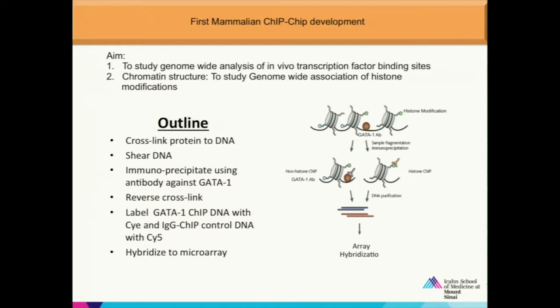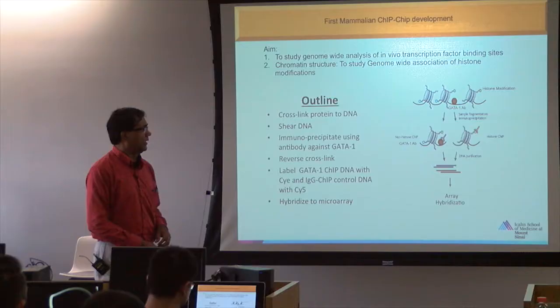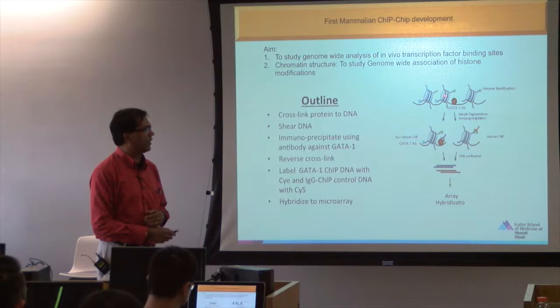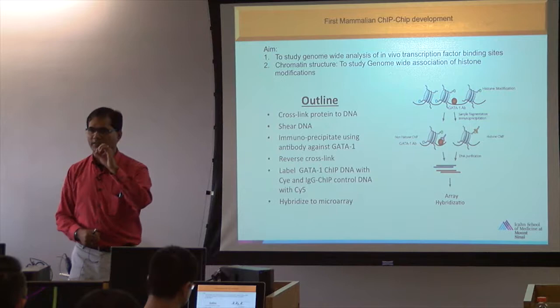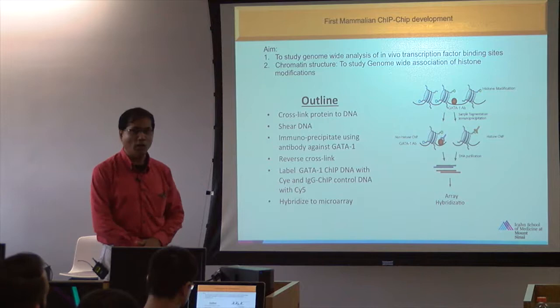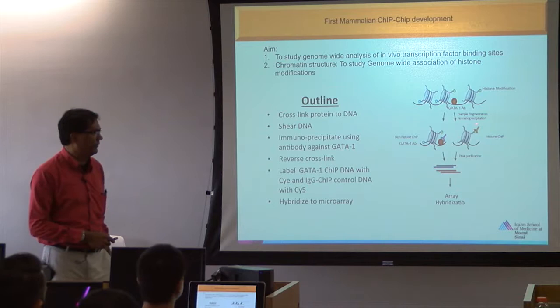Okay? And the histones are modified depending on the structure of the chromatin as well as depending on the state of the gene expression. Whether the gene is not expressing or expressing, in those situations different types of histone modifications are present. Now you want to understand what those modifications are, or you want to understand the binding of the transcription factor at the genome level. How do you do that using microarrays? Right? So that's what we started working on.